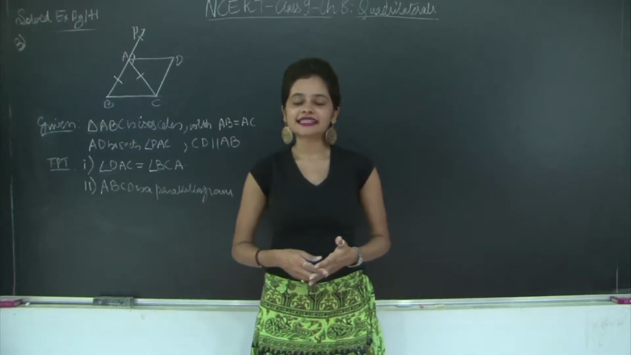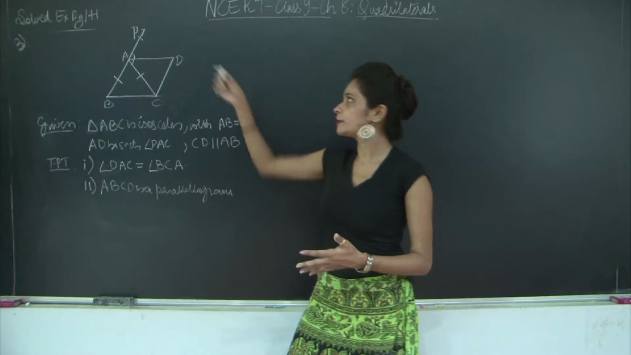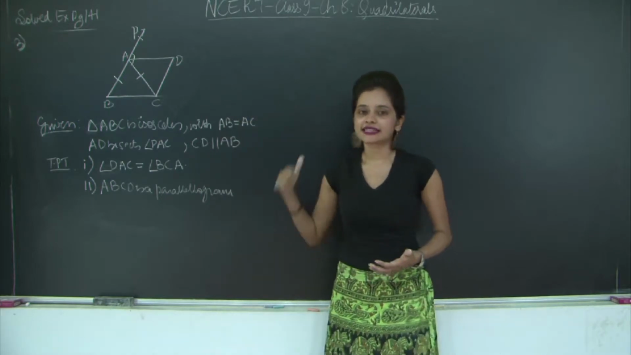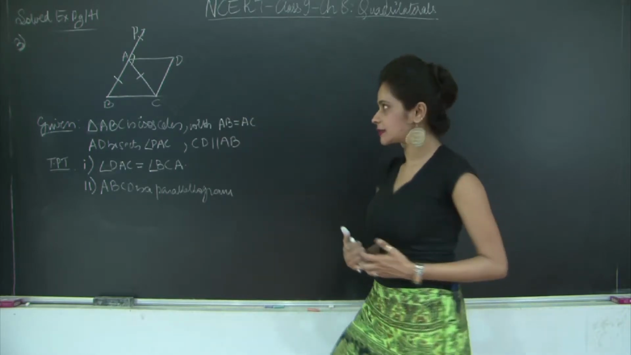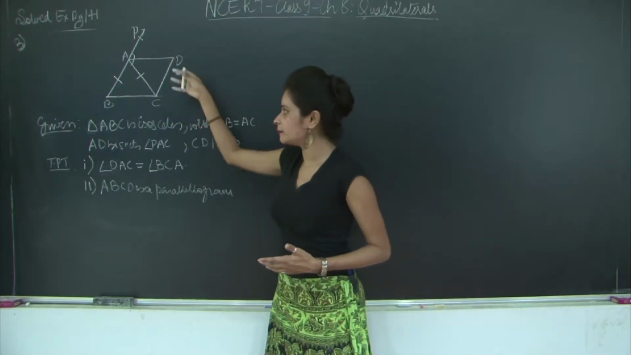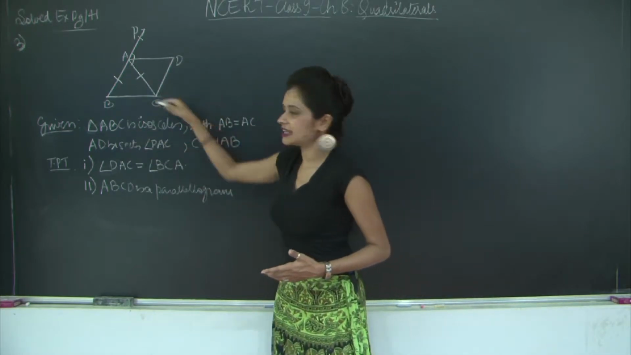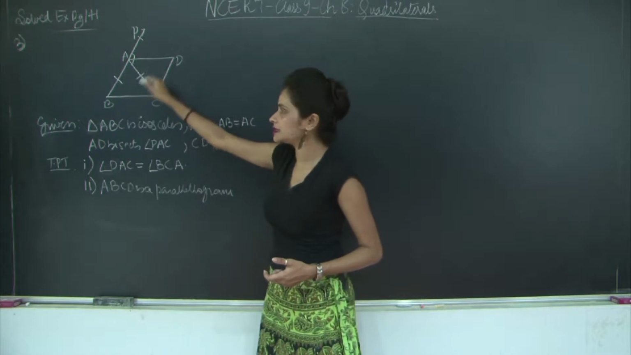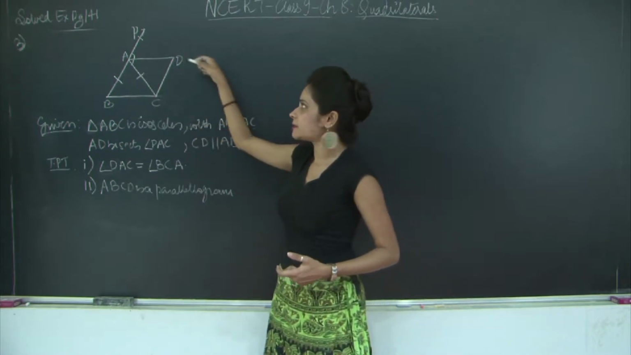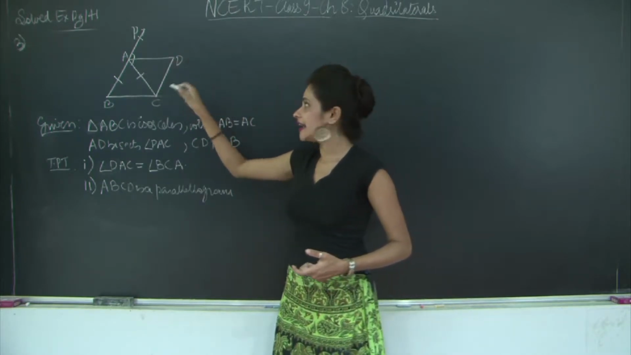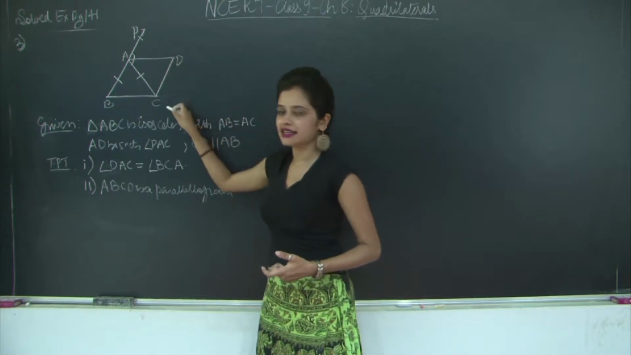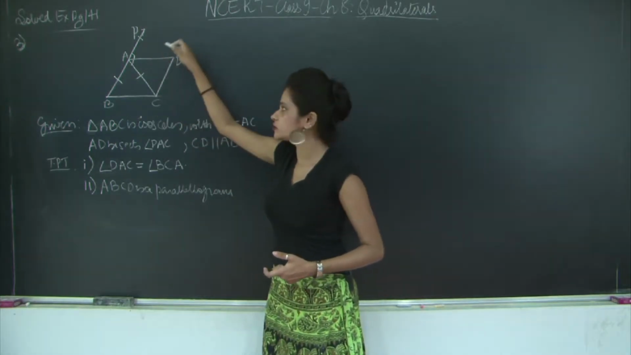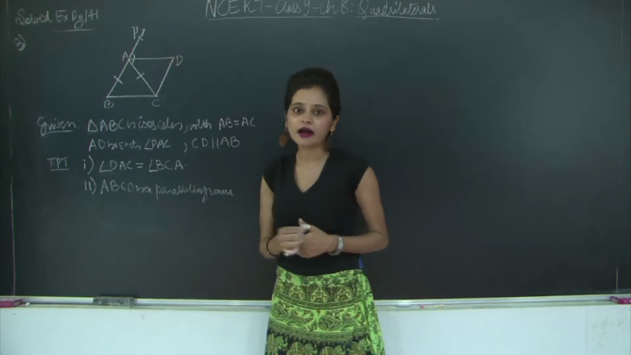Hello students, let us take a look at solved example 3 on page 141 of your textbooks. This is for chapter 8, quadrilaterals. So we have been given a diagram and the given data is that triangle ABC is isosceles with AB equal to AC and AD is the bisector of angle PAC. I need to prove that angle DAC is equal to angle BCA and also that quadrilateral ABCD is a parallelogram.